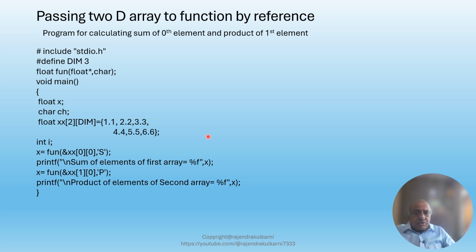Similarly, in the second call to the function, we are sending the address of the element number 1 of the 2D array xx, and we are sending character p which stands for product. So the function will calculate the product of all the elements of the 1D array, which is element number 1 of the 2D array, and that product will be collected by x and displayed by this printf statement.